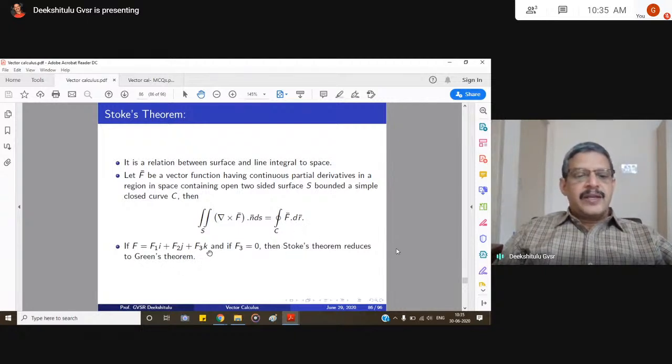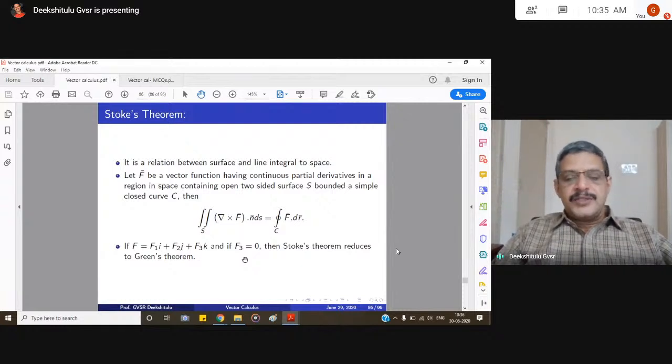If F is equal to F1 i plus F2 j plus F3 k, and if F3 is equal to 0, that means the component along the z axis is 0, so F is F1 i plus F2 j, then Stokes' theorem reduces to Green's theorem. So it is to say that Stokes' theorem is an extension of Green's theorem, or Green's theorem is a particular case of Stokes' theorem when the third dimension is neglected. So this is also clear, an important point to make note of.